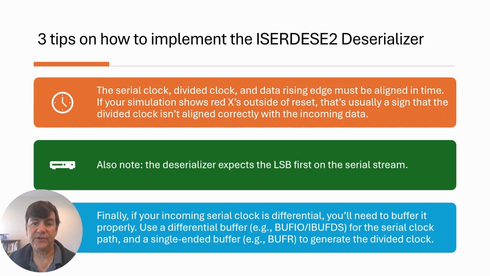Also note the deserializer expects the LSB first on the serial stream. Finally, if your incoming serial clock is differential, you'll need to buffer it properly. Use a differential buffer, for example BUFIO or IBUFDS, for the serial clock path, and a single-ended buffer, for example BUFR, to generate the divided clock.